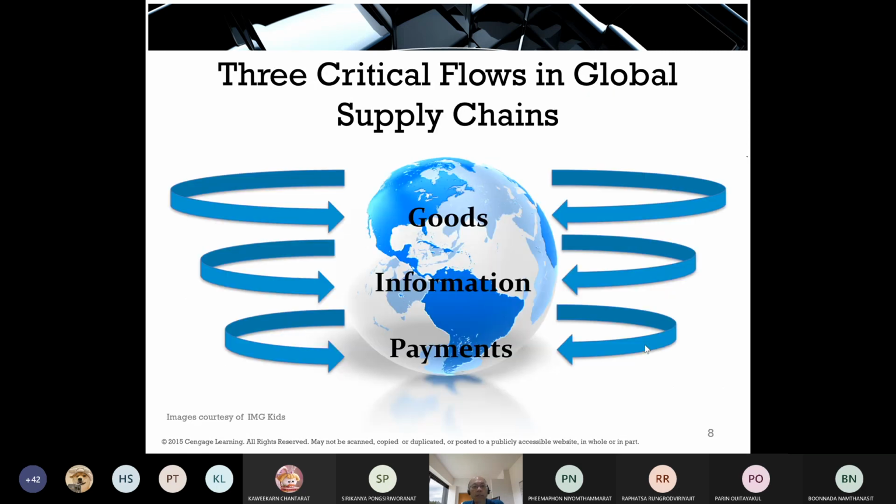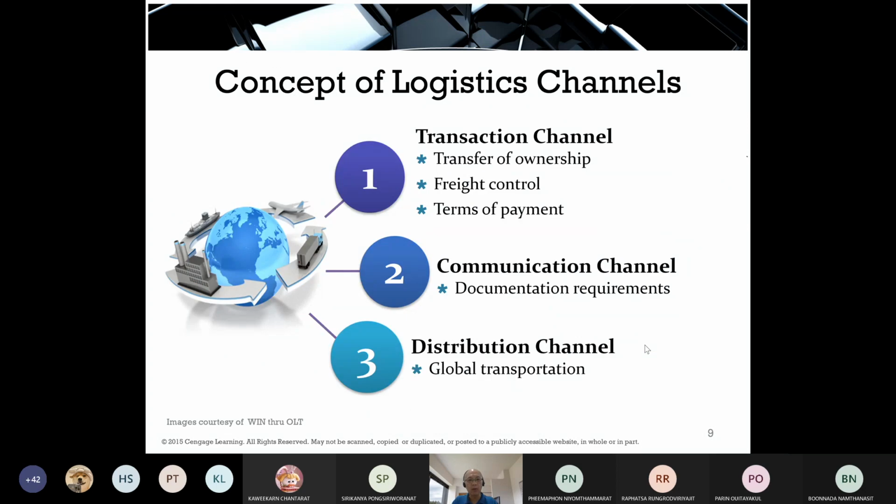So let's talk about the 3 critical flows in supply chain. As you know, in supply chain, there are 3 main flows, okay? Goods or product flow, information flow, and monetary flow or money flow. Because global transportation not only involves the physical flow of the product. We need effective information flow between exporter and importer. And of course, when there's a trade, we need money. So the flow of payment is needed to complete the transaction. So to plan these 3 flows, we need to understand the logistics channel. This is the concept of the logistics channel. Okay.